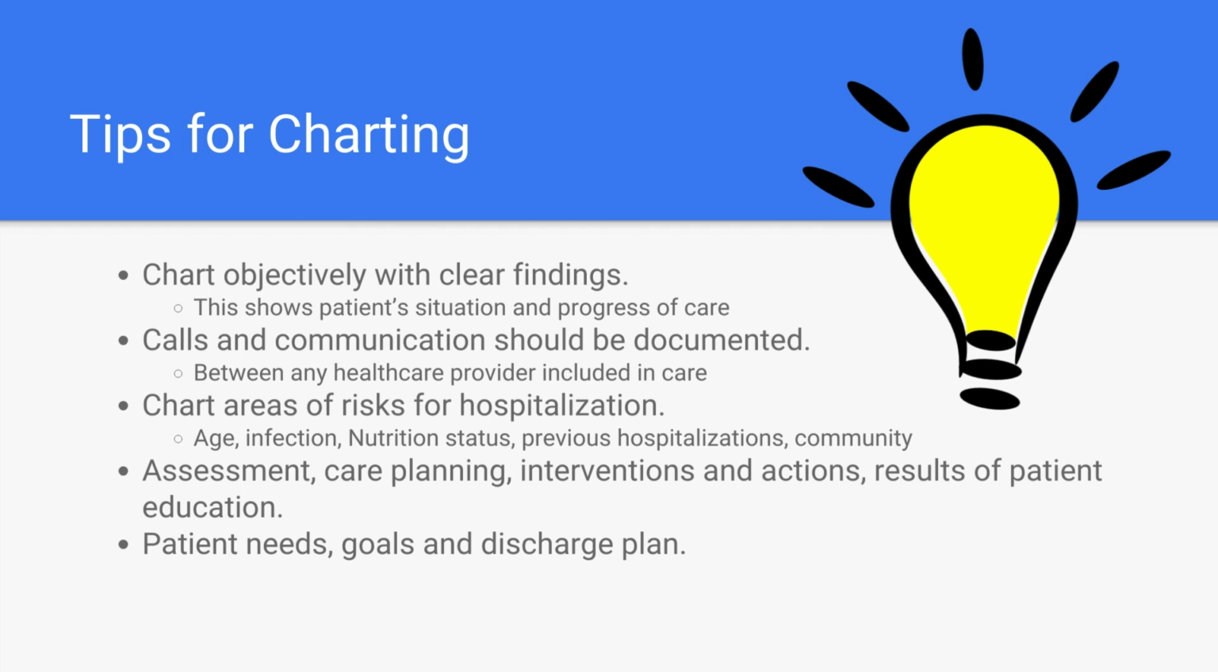We also want to chart areas of risk for hospitalization. So this could include age, infection, nutrition status, previous hospitalizations, and their community around them. So we can ask ourselves, do they have a support system? Is their wife or husband there? And things like that. We also want to include assessment, care planning, interventions and actions, and results of patient education.